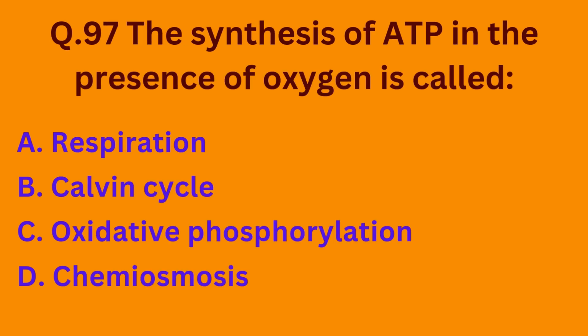Question number 97. The synthesis of ATP in the presence of oxygen is called option A respiration, option B Calvin cycle, option C oxidative phosphorylation, and option D chemiosmosis. So the correct option is option C. Oxidative phosphorylation is basically the synthesis of ATP in presence of oxygen.